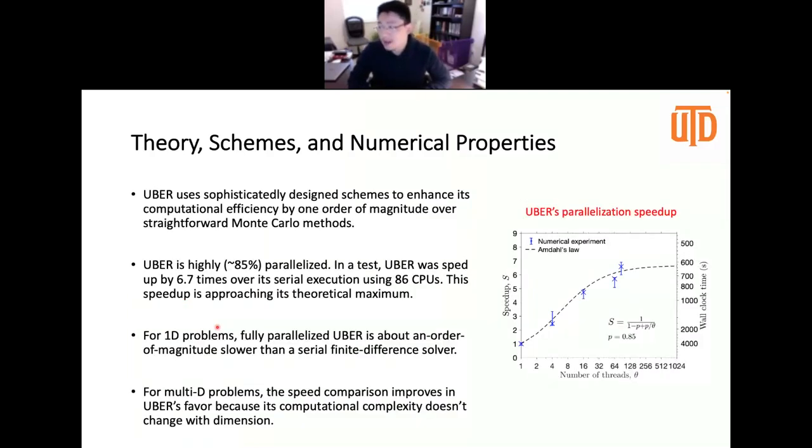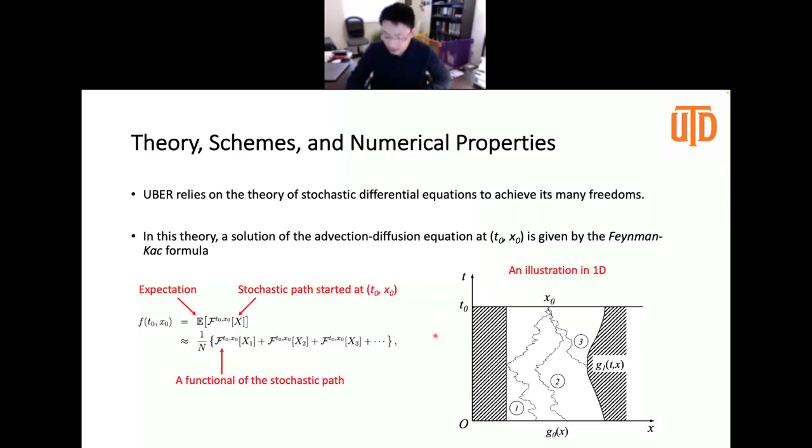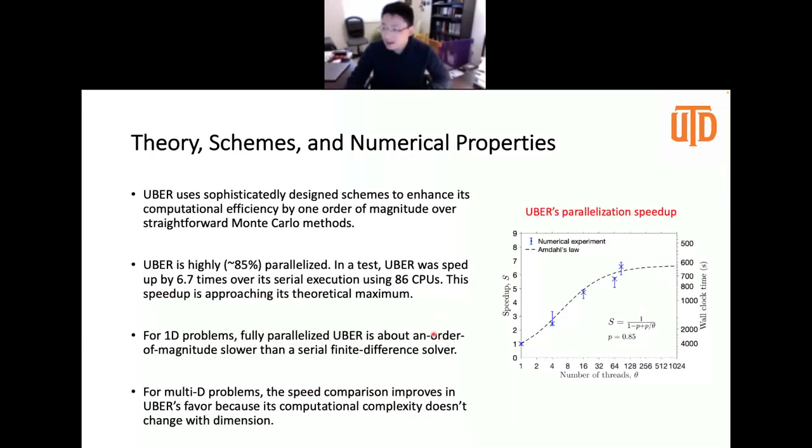UBA uses sophisticatedly designed schemes to enhance its computational efficiency by 1 order of magnitude over straightforward Monte Carlo methods. If you straightforwardly implement the Monte Carlo methods, like I discussed here, it will be very slow. And UBA is also highly parallelized. In the test, UBA was sped up by 6.7 times over its serial execution using 86 CPUs.